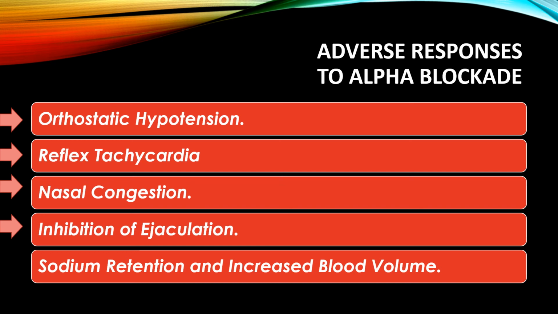And lastly, the adverse response to alpha blockade is sodium retention and an increase in blood pressure. By reducing blood pressure, alpha blockade can promote renal retention of sodium and water.